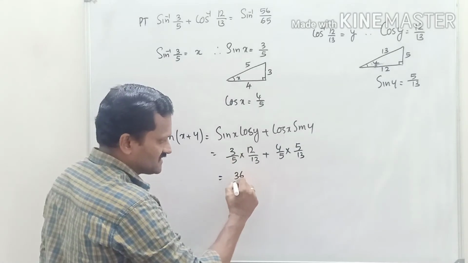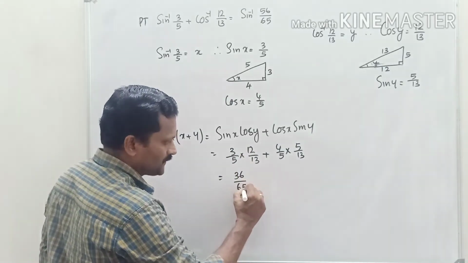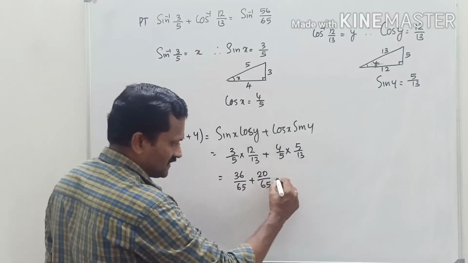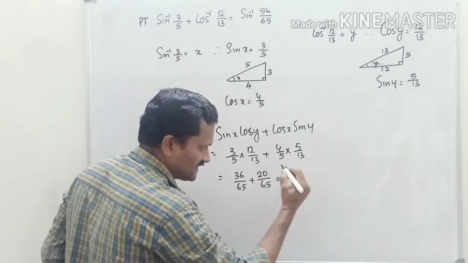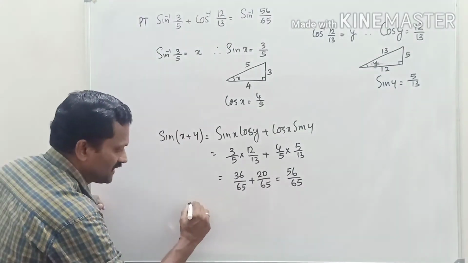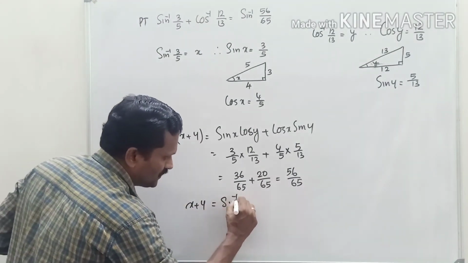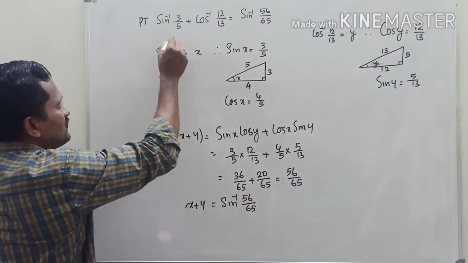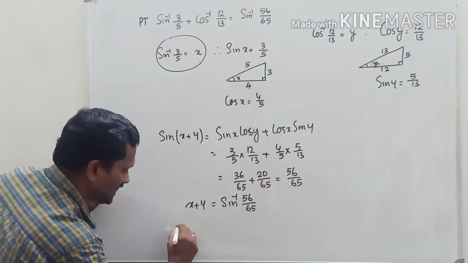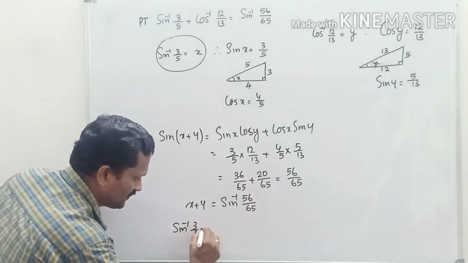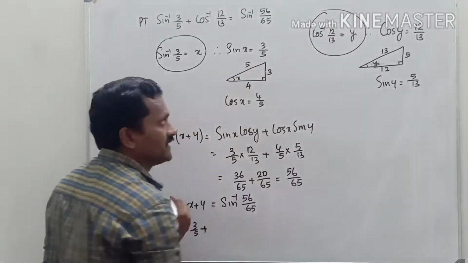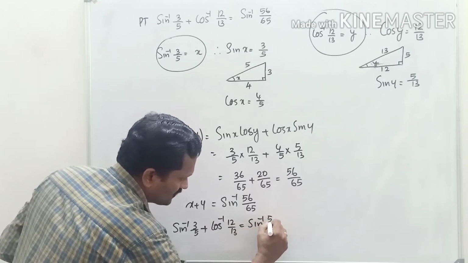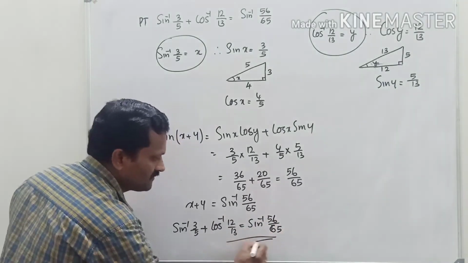12 into 3, 36, by 5 into 13, 65, plus 4 into 5, 20, by 65. Both the denominators are the same, so the answer is 56 by 65. That is sin of x plus y. Therefore, x plus y equals sin inverse 56 by 65. What is x? We take x equal to sin inverse 3 by 5, plus, what is y? y is cos inverse 12 by 13. That equals sin inverse 56 by 65. That's the answer.